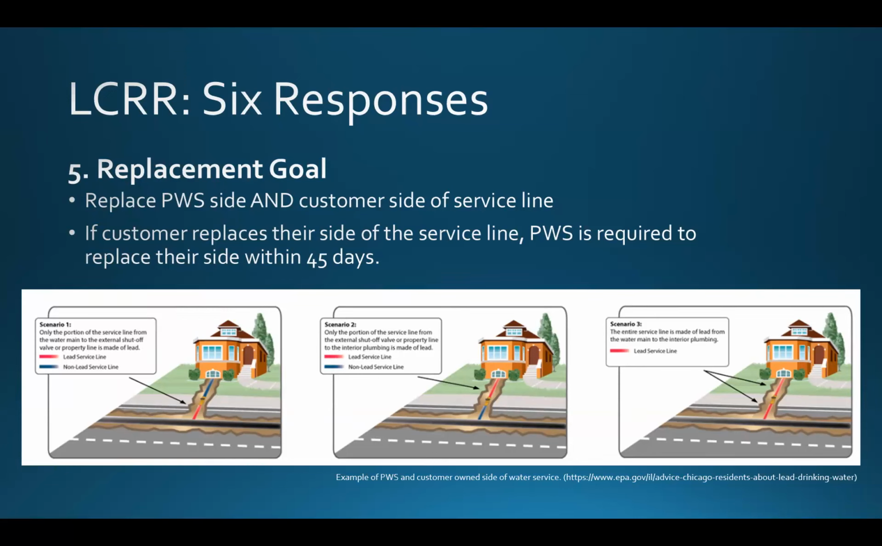In any case, if a homeowner were to come to a public water system and say, hey, I'm replacing my service line, then the public water system would be required to also replace their side within 45 days.